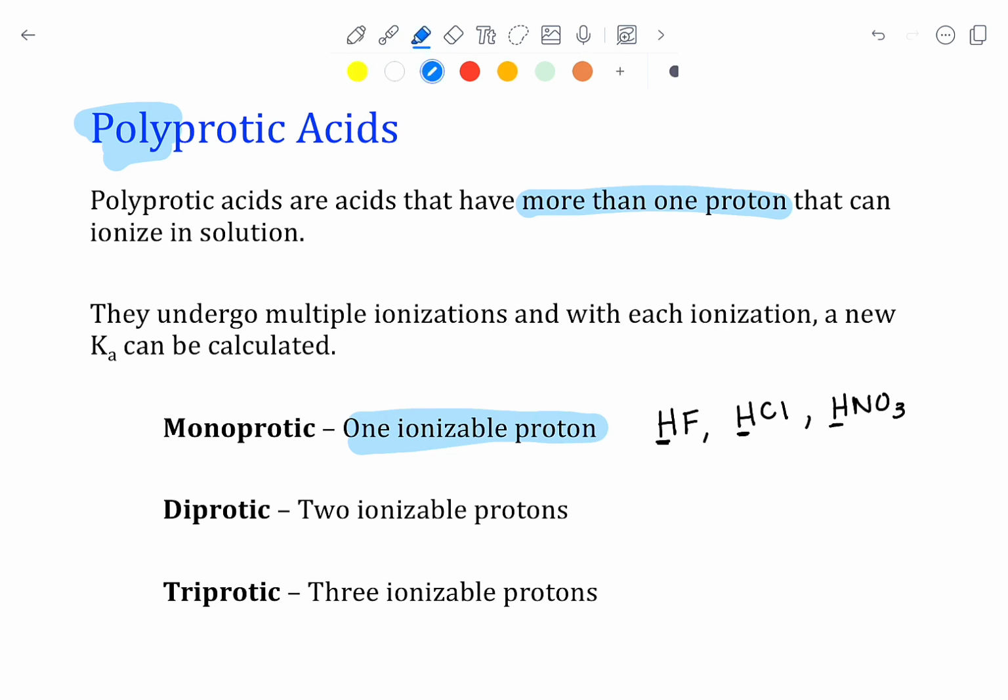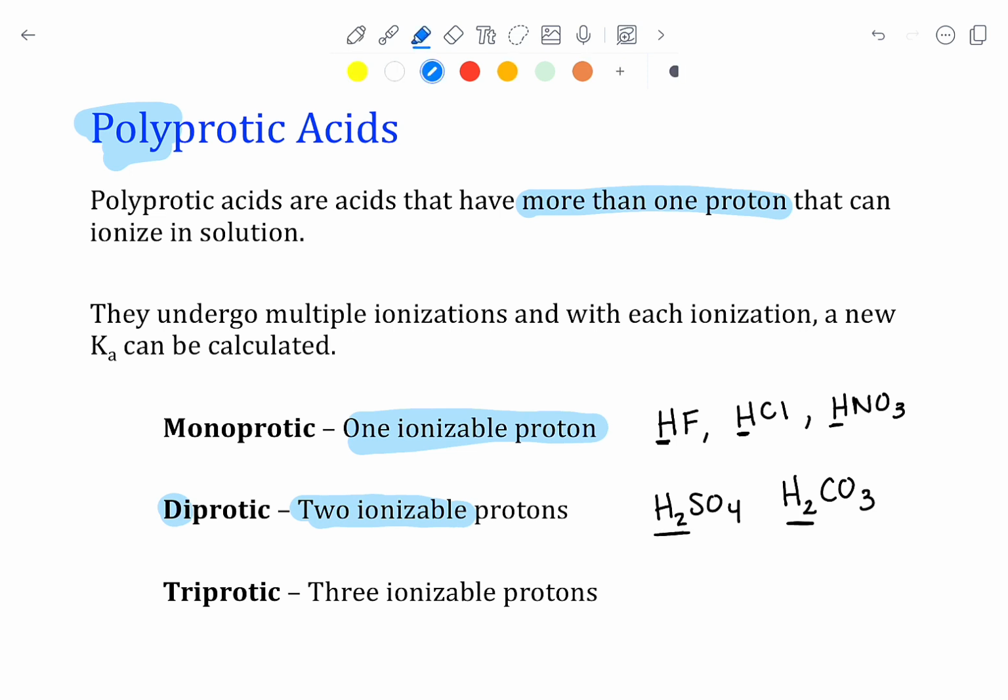We then have a diprotic acid, which is 2 ionizable protons, di meaning 2. So this is something like H2SO4, a diprotic acid. There's a couple others like carbonic acid, H2CO3. So they have 2 hydrogens that can come off, that can ionize.